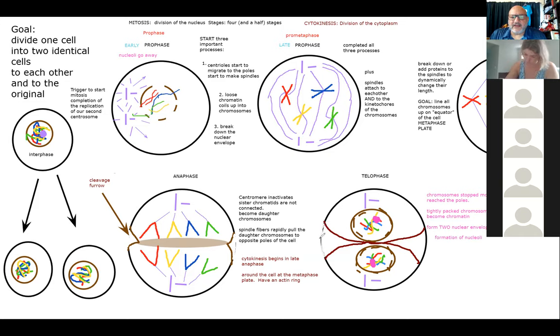Now our cytoplasm has been divided in half. Our nucleus has been divided in half, and with cytokinesis and mitosis together, we get two identical cells that are identical to each other and identical to the original.